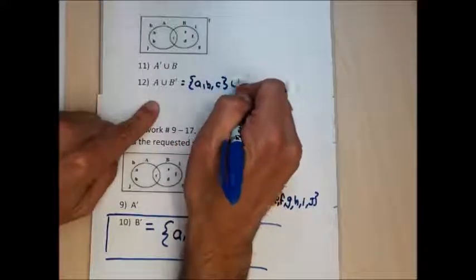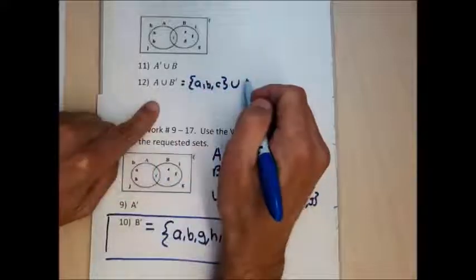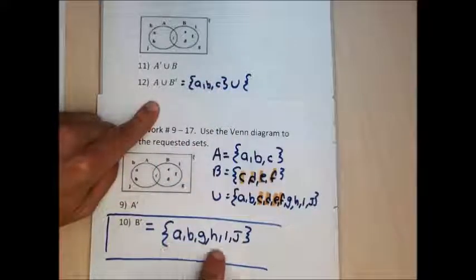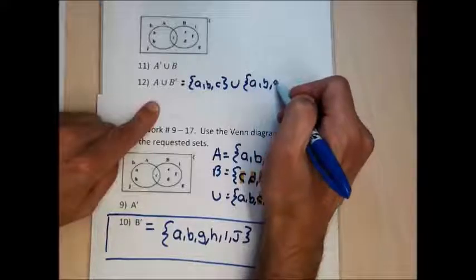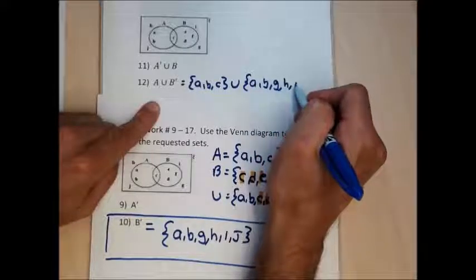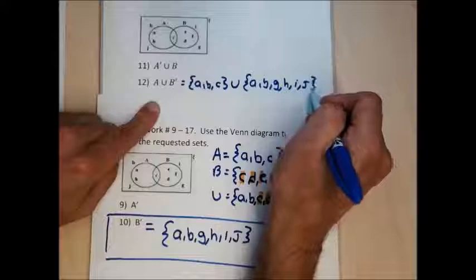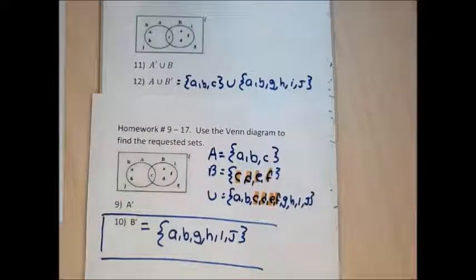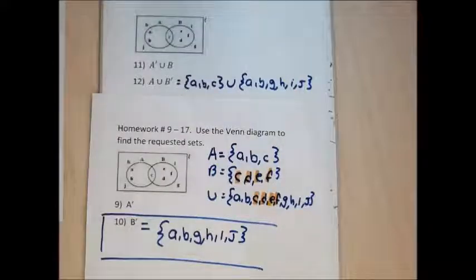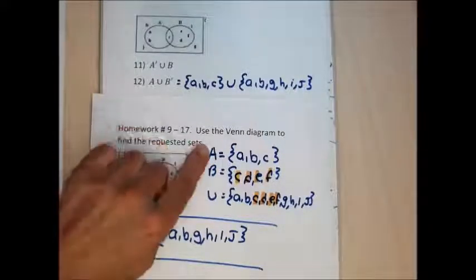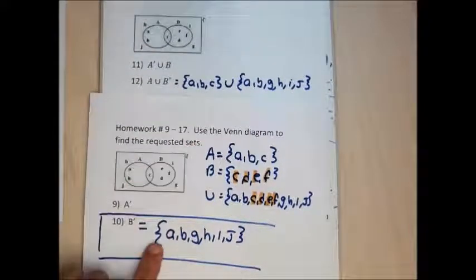I'm going to keep the union sign, and in place of the symbol for B complement, I'm going to put this set that has A, B, G, H, I, and J. So that would be the set A union B complement written without the letters, written with the sets in their place, using the A that I had from looking at the picture, the B complement that I figured out when I got my answer to number 10.